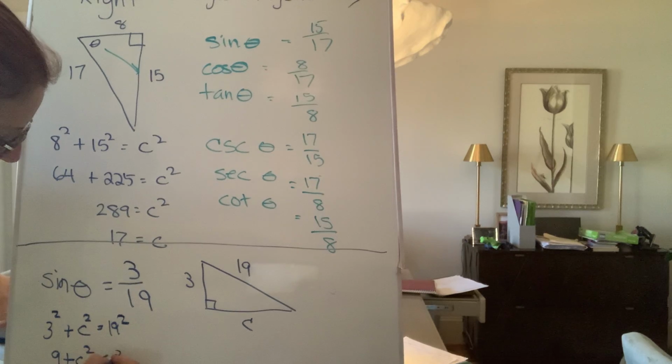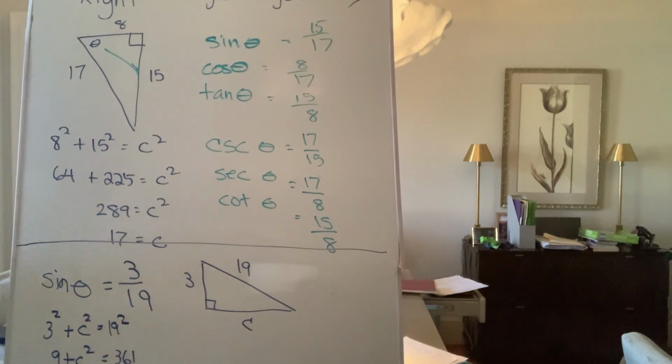361. So c squared equals 361 minus 9. And then if I take the square root of that, trying to find my square root button, I get 18. So 352. So if I take the square root, I get 18.7, over, we'll go 18.8, okay?